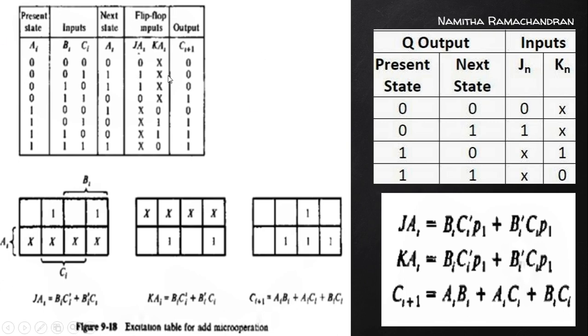1, don't care. Right? Present state 0, next state 1, the same pattern, 1, don't care. Present state 0, next state 0: 0, 0 means 0, don't care. 1, 1 means don't care, 0. Again 1, 0 means don't care, 1. Okay, so like this we need to identify the J and K values for implementing this particular addition.